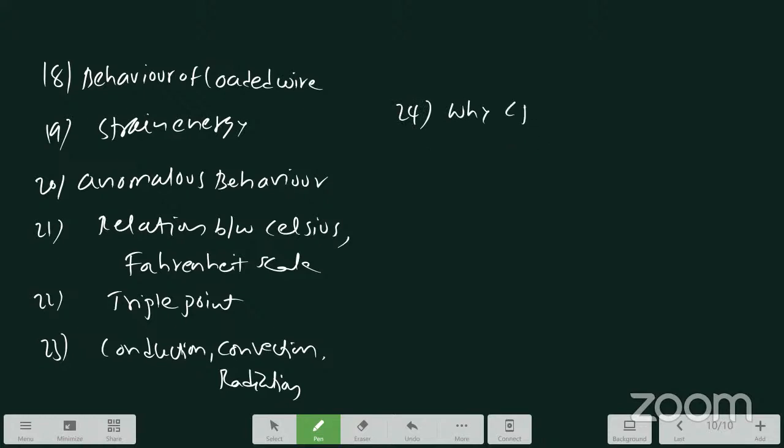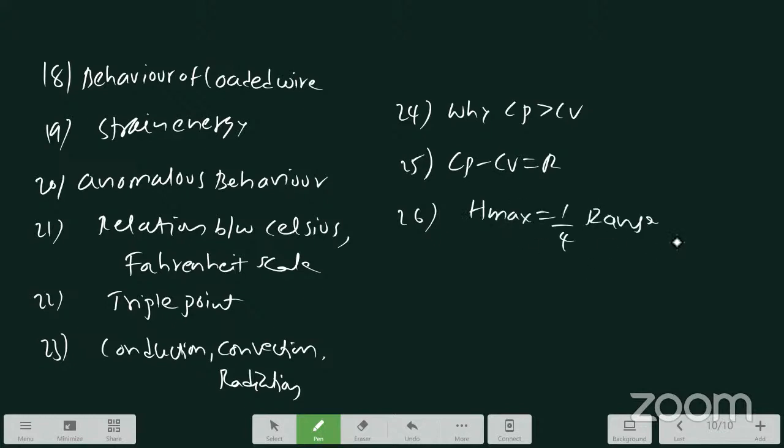Why Cp greater than Cv? Cp minus Cv is equal to R. So that H max equals to 1/4 of range. Condition for static friction. So student, this many questions finished.